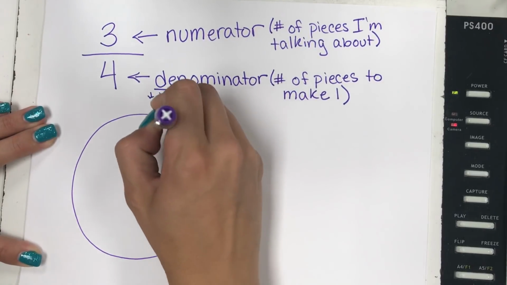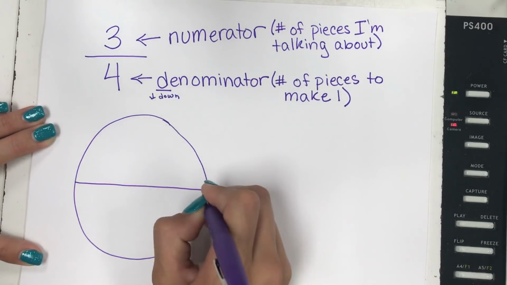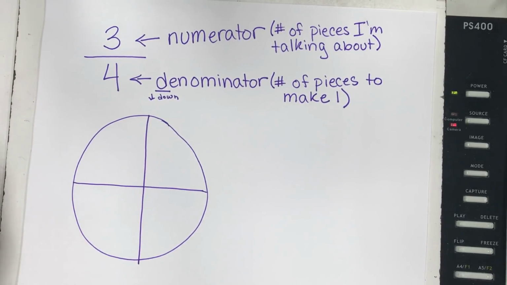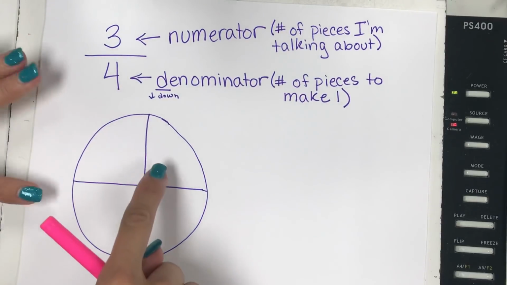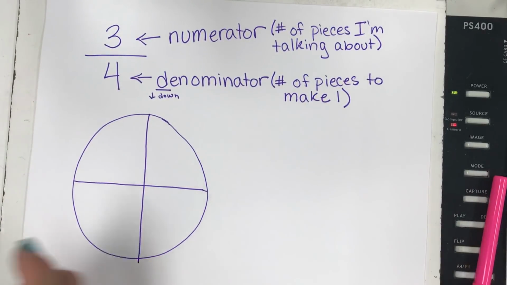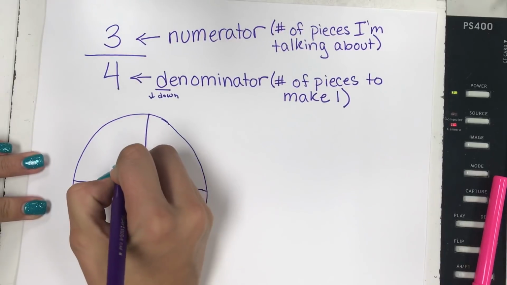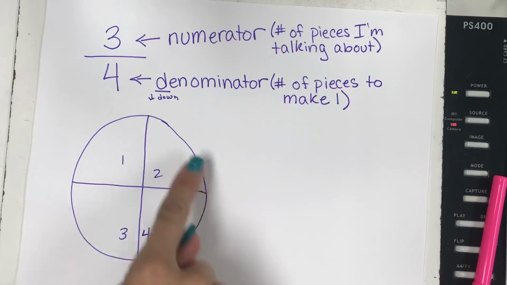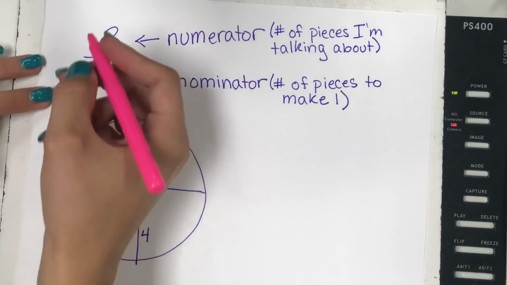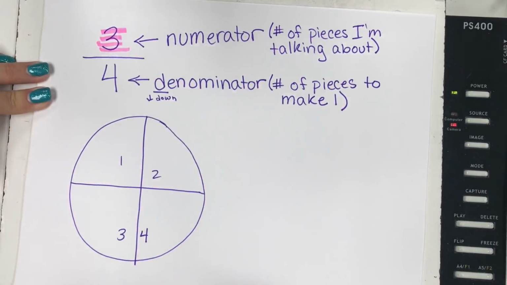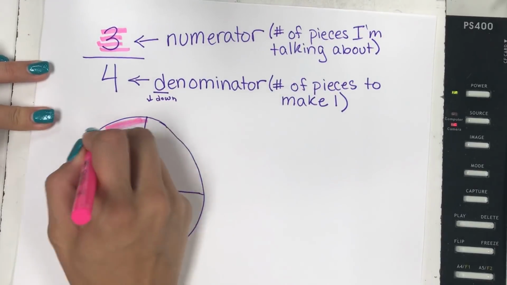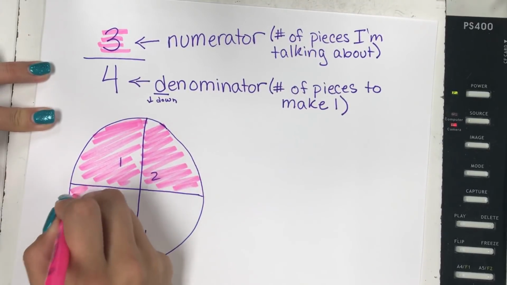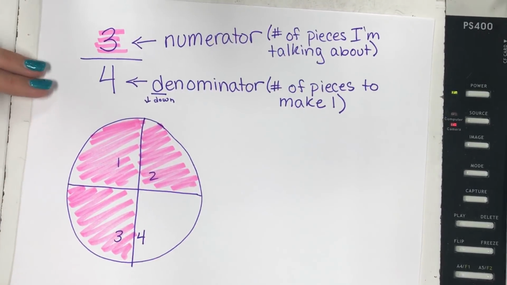So I'm going to go ahead and draw a pizza, okay? And if you notice, see, there are 4 parts to make that whole. So here there's 1, 2, 3, 4 pieces to make that whole pizza, but I'm only talking about 3 of them. So I'm just worried about 1, 2, 3 pieces.